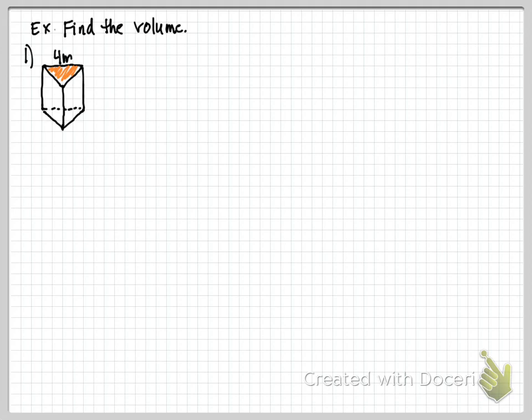Let's see what they tell me. 4 meters. And then he's going to be 3.5 meters. And then let's do 7 meters. And let's do 4 meters. And let's do 4 meters. So you know how sometimes they like to give you more information than you need? That could be the case here. So let's focus in on the base.